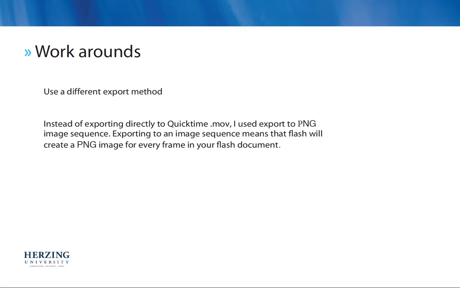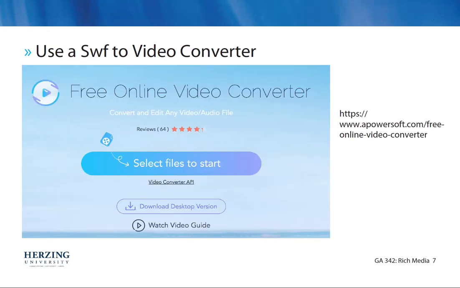You can also use a different export method. One thing you can do is export it out to a PNG image sequence. Exporting to an image sequence means that Flash, or Animate, will generate a PNG image for every frame in your Flash document, and it actually names it sequentially also, which is very nice. Then you have to bring it into QuickTime and repurpose it out.